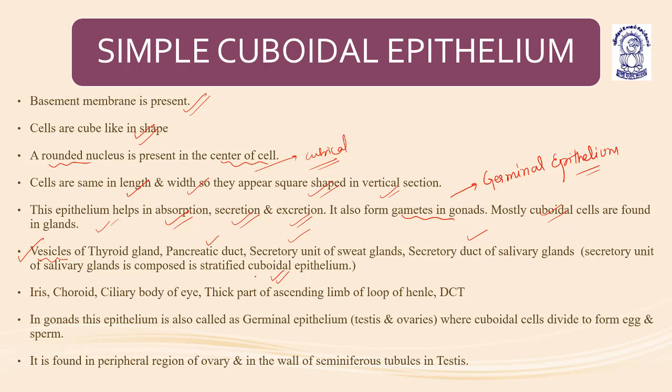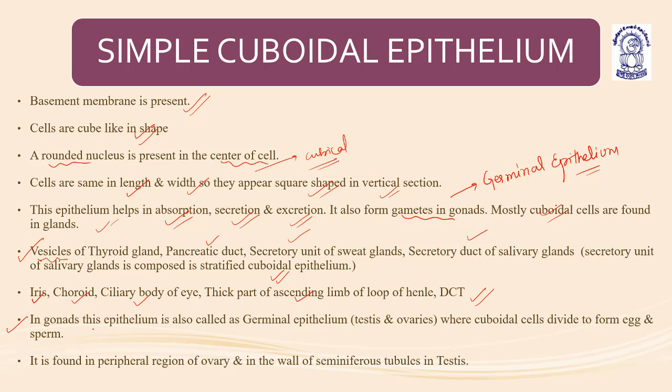Okay. Iris, choroid, ciliary body of eye, thick part of ascending limb of loop of Henle. The thin part of the ascending limb of loop of Henle has simple squamous epithelium. The thick part of the ascending limb of loop of Henle has simple cuboidal epithelium along with the DCT, distal convoluted tubule. So iris, choroid, ciliary body of eye, thick part of ascending limb of loop of Henle, and distal convoluted tubule are covered with simple cuboidal epithelium.